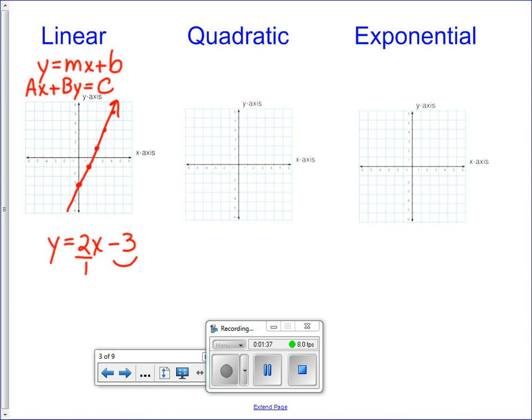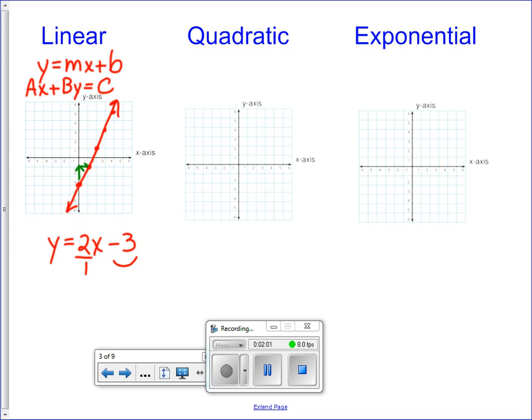So this would be an example of a linear model. All right, notice that the change each time x goes up 1, y goes up 2. For every one that we go over. All right, quadratic.